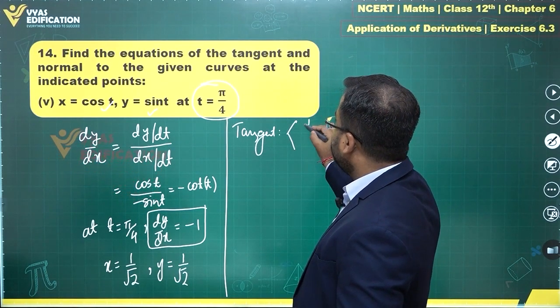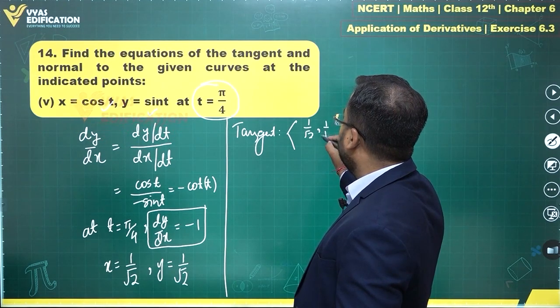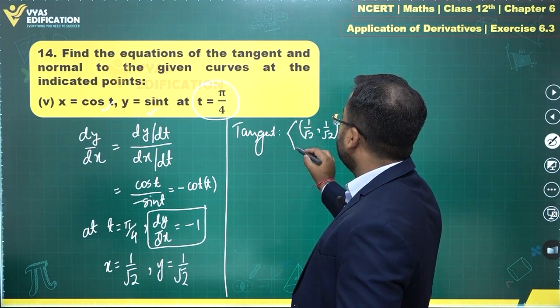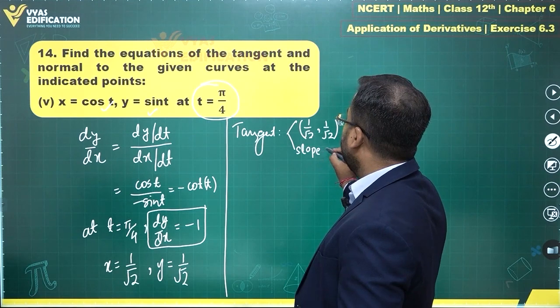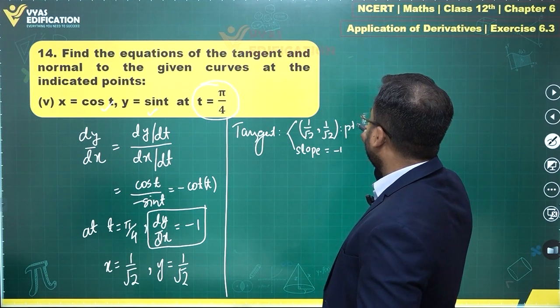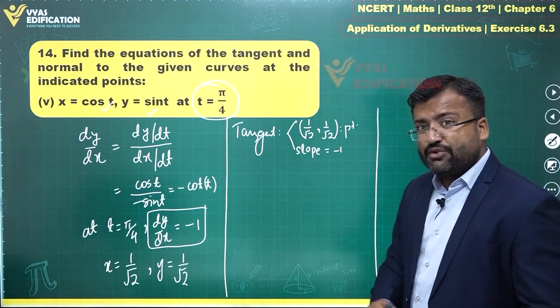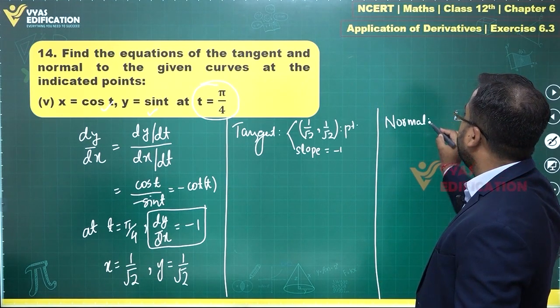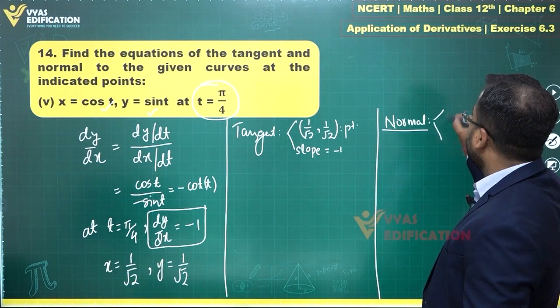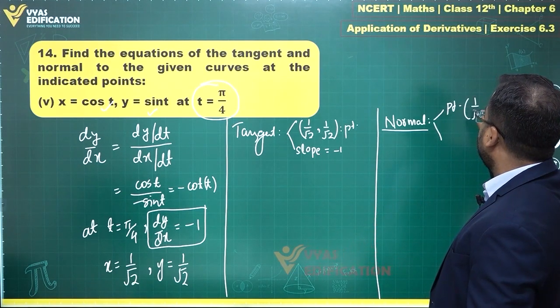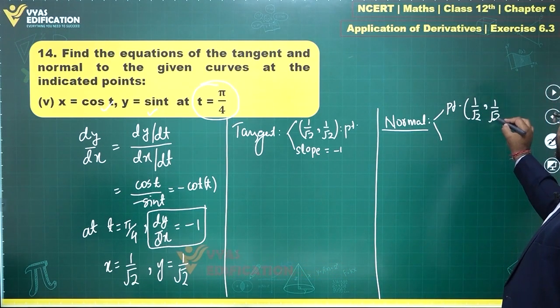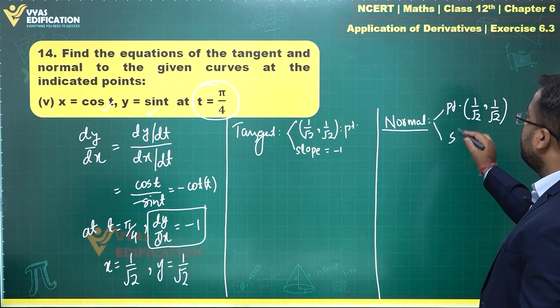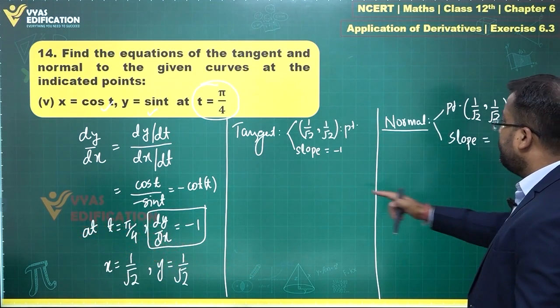Point. Point is 1 by root 2 comma 1 by root 2. Slope is equal to minus 1. This is the point and this is the slope. I can easily find that equation after that. For normal, what do I need? I need again 2 things. What are those 2 things? Similar things. Again, I have the point, the same point, 1 by root 2 comma 1 by root 2, and I have the slope. Slope is the negative reciprocal of this.